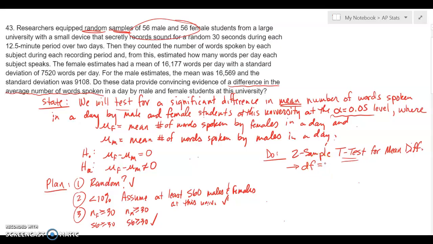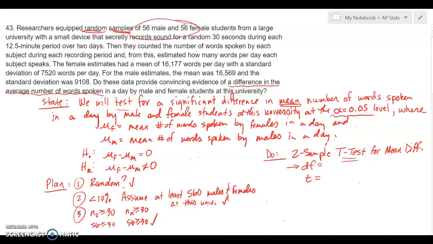And if we're going to do the calculation by hand, then our degrees of freedom would be whichever sample is smaller, one less than the smallest sample size. Here, both our sample sizes are 56. So our degrees of freedom would be 55 if we're going to calculate it by hand. We're not going to calculate it by hand. We're going to use our TI Inspire.